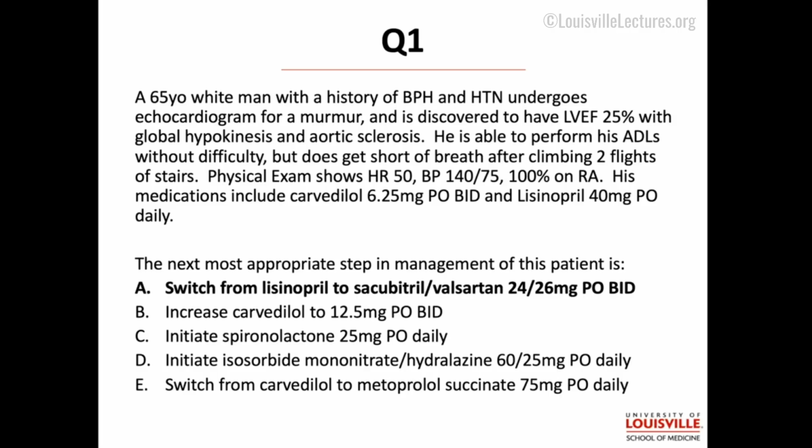Okay, so this is a gentleman who is incidentally discovered to have systolic heart failure with an ejection fraction of 25%. When you look at his symptoms, he does get symptomatic after 2 flights of stairs. We would call him New York Heart Association Class 2 with this. He's already on some medications that you probably recognize as being guideline-directed medical therapy for heart failure. In this case, he was on them for hypertension, and that includes carvedilol and lisinopril.